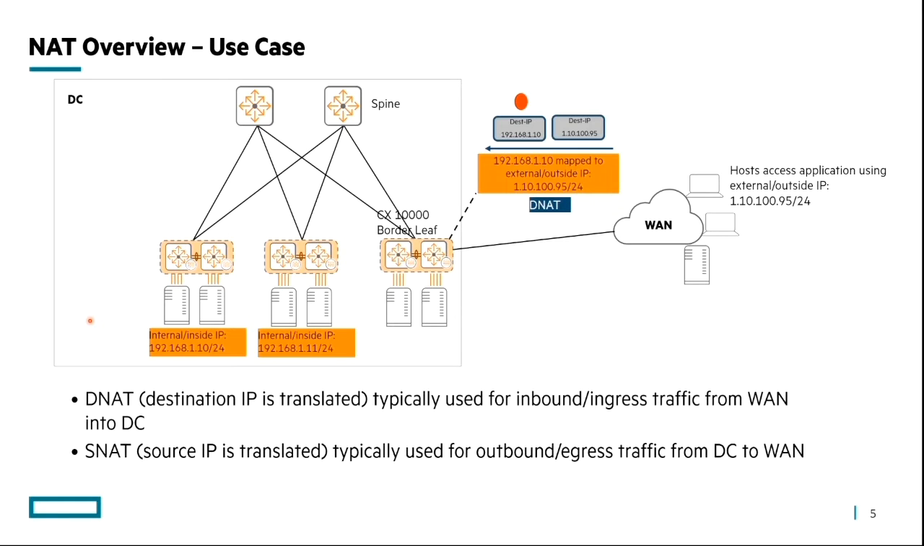And of course there's source NAT. The source IP is translated, typically used for outbound traffic from the DC to the WAN in this example. So in this example, we've got 192.168.1.11 as the source IP, goes through the NAT engine on the 10K, and it's translated to 1.10.100.96 as it egresses into the WAN.